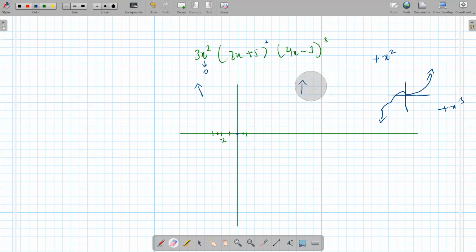Okay. So we know this is an even degree polynomial and it's positive, right? So there we go. That's going to be the sketch. Okay. So now we just connect the dots, okay? But now be careful here.